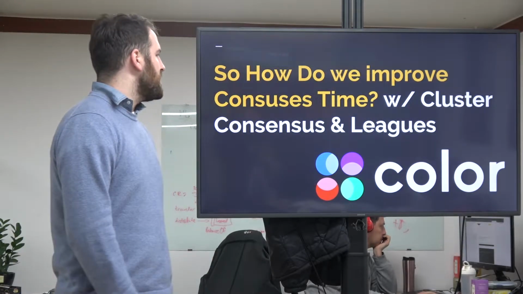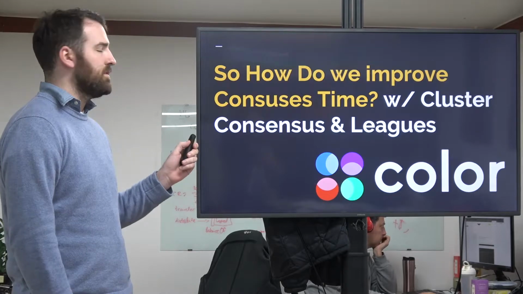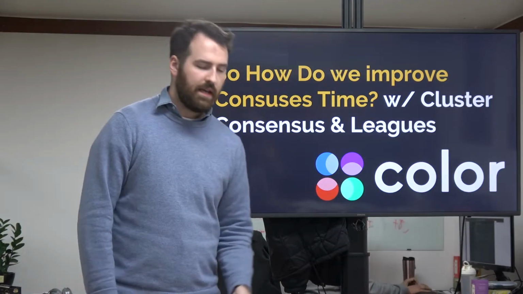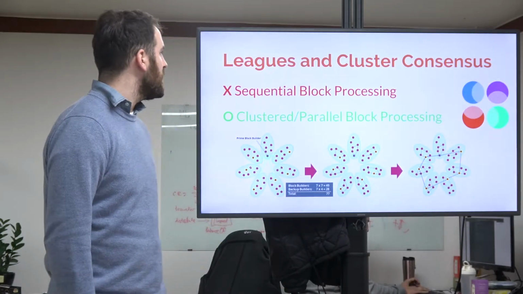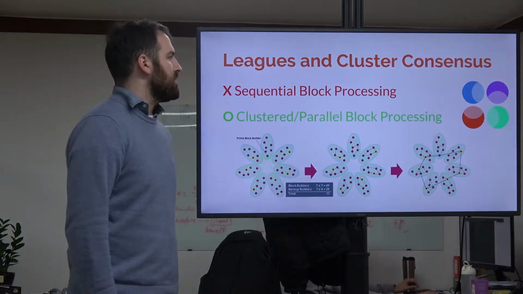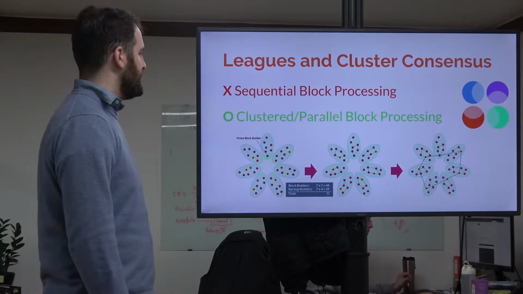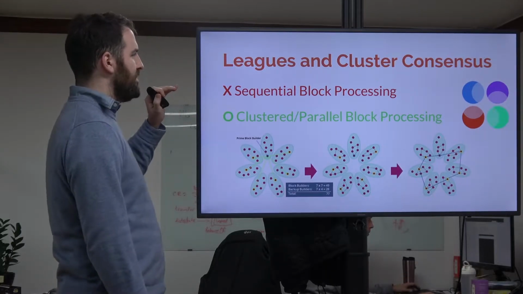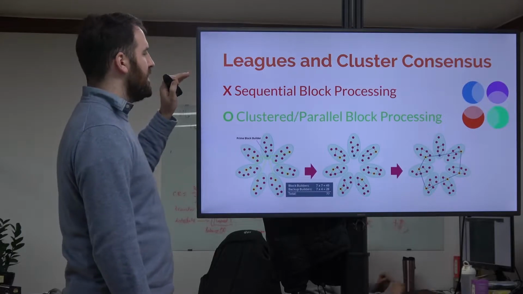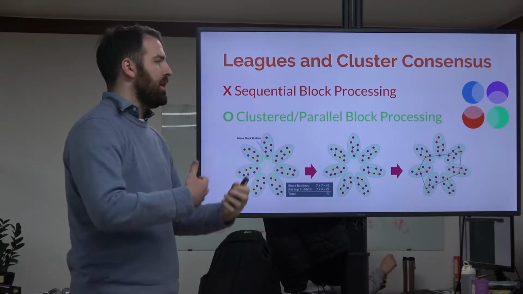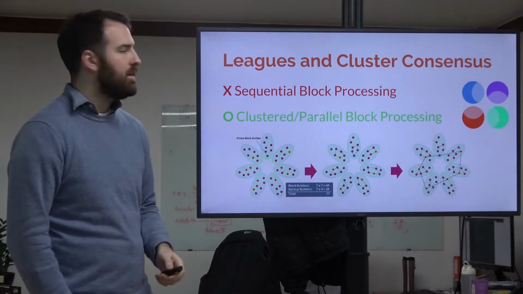So how do we improve consensus time? Well, our answer is with cluster consensus and leagues, and I'll explain what those two things are. So leagues and cluster consensus. Essentially, as this giant picture explains, no more sequential block processing. We want to process multiple blocks in clusters or in parallel.